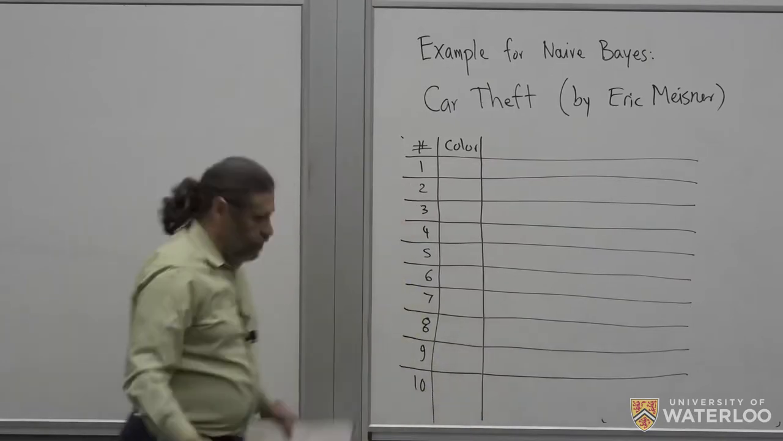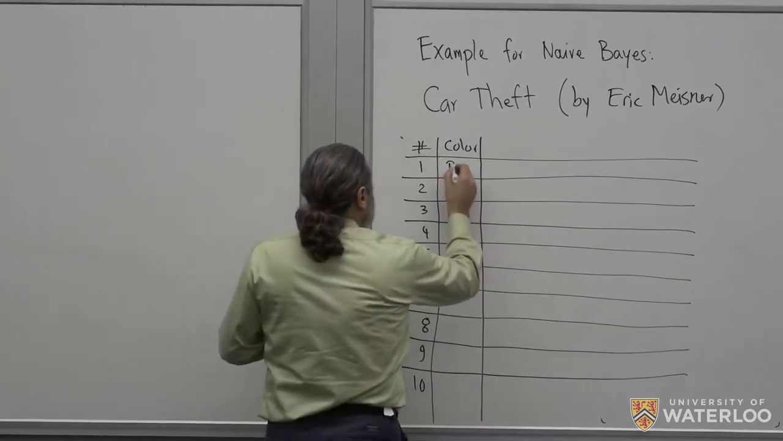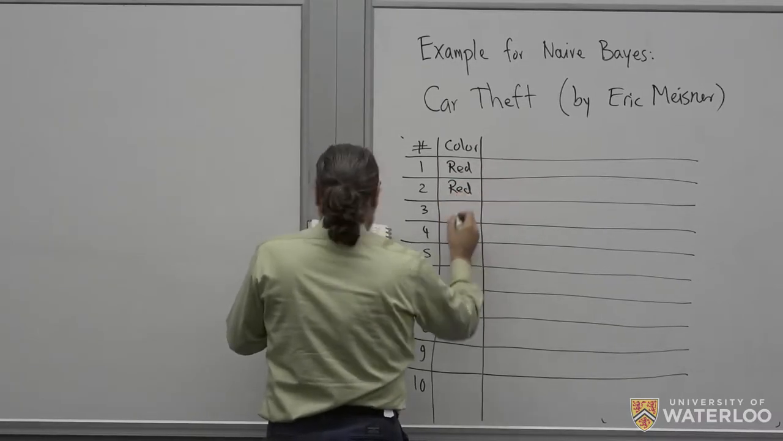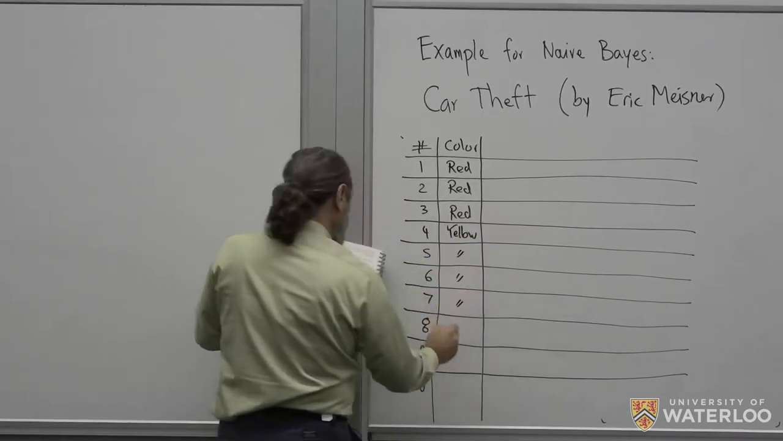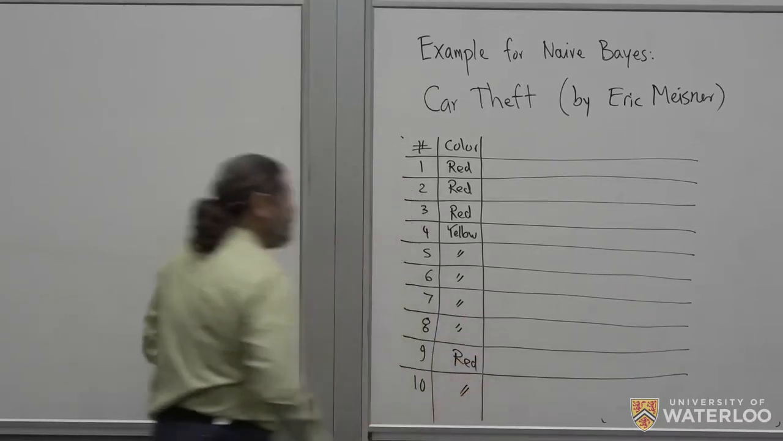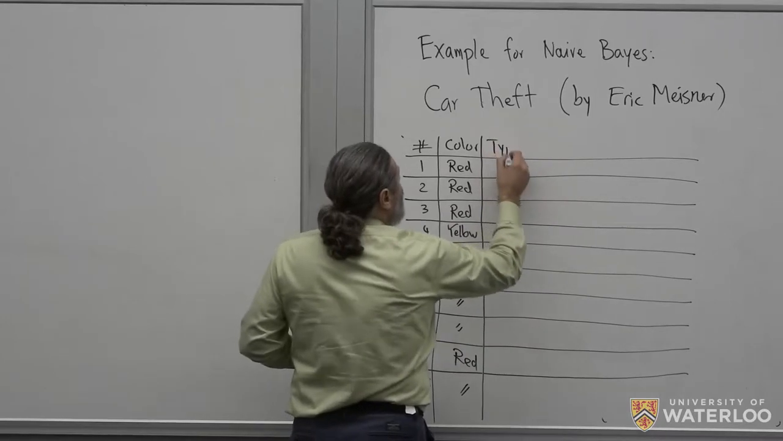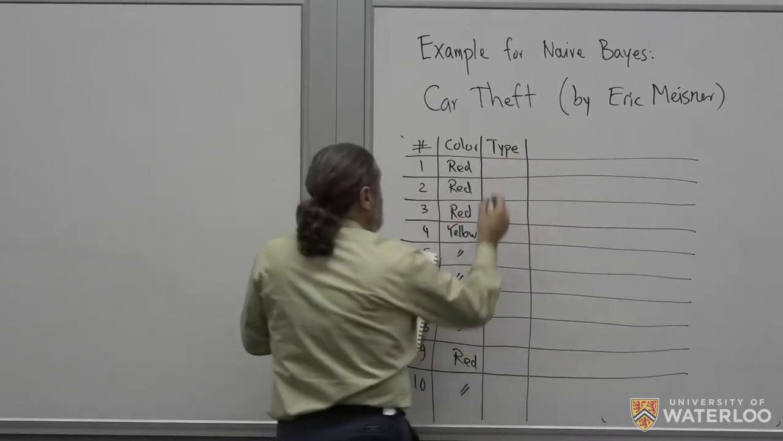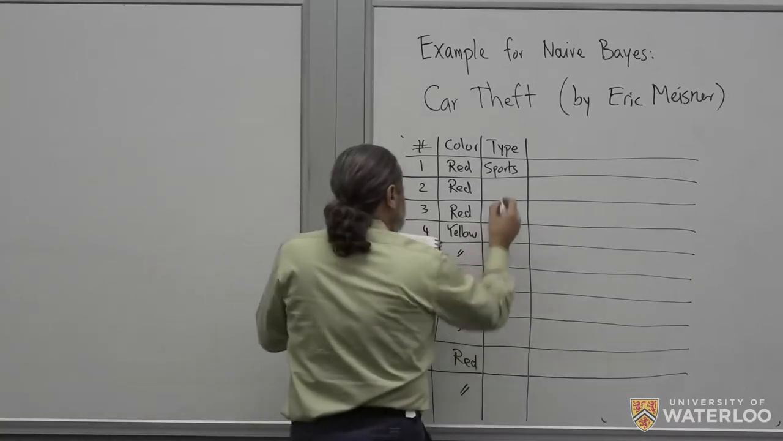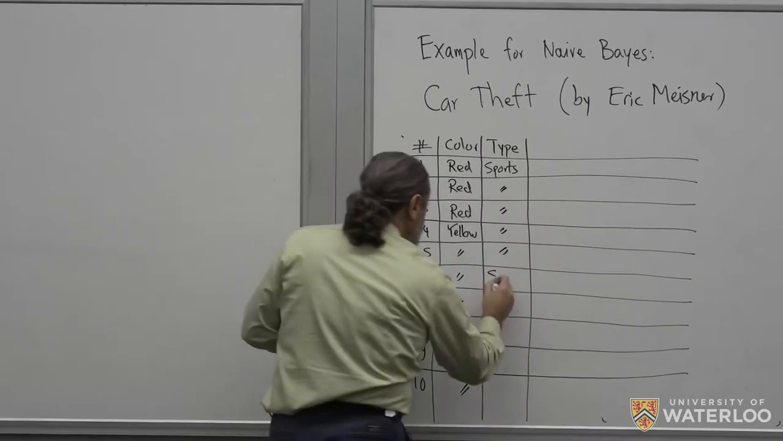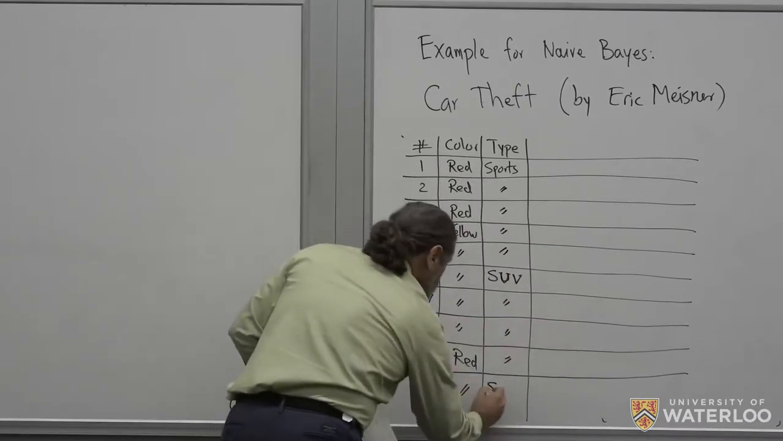Of course, the color of the car is important. Believe it or not, red and yellow are stolen more frequently, based on what I have read. Red, then yellow, red. I'm just skipping, I don't want to write all that. Then you have the type of the car. Sports cars are more likely to be stolen. They are chic, they are hot, so people steal them. Sports, then SUV, then three more SUVs, and then sports again.